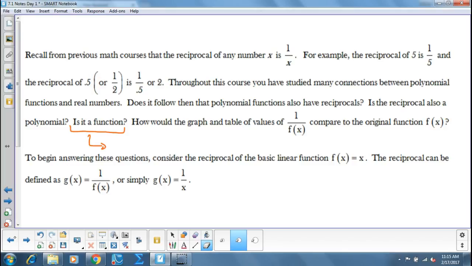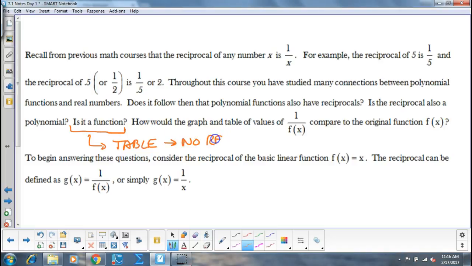Can't have repeating points. Like x values. Yes. So in a table, no repeat x values. That's one test. What's the other test for a function? Not a function. The vertical line test.